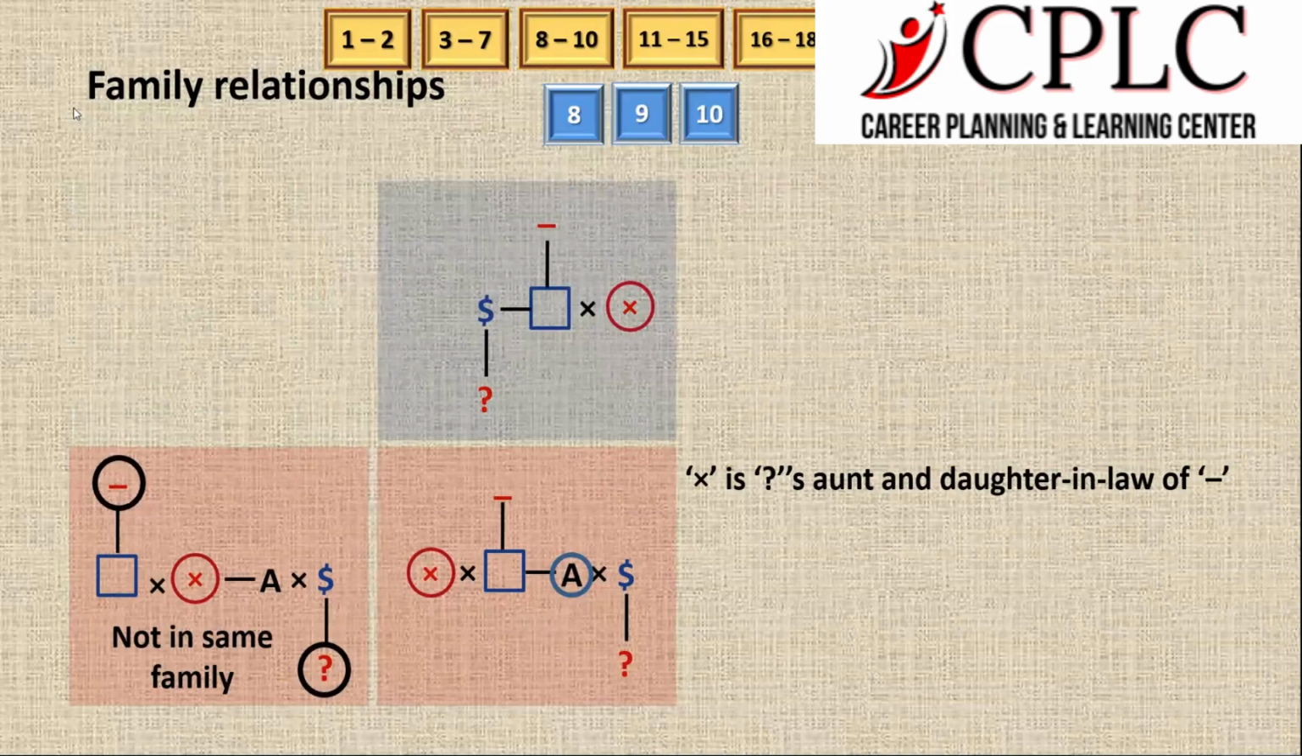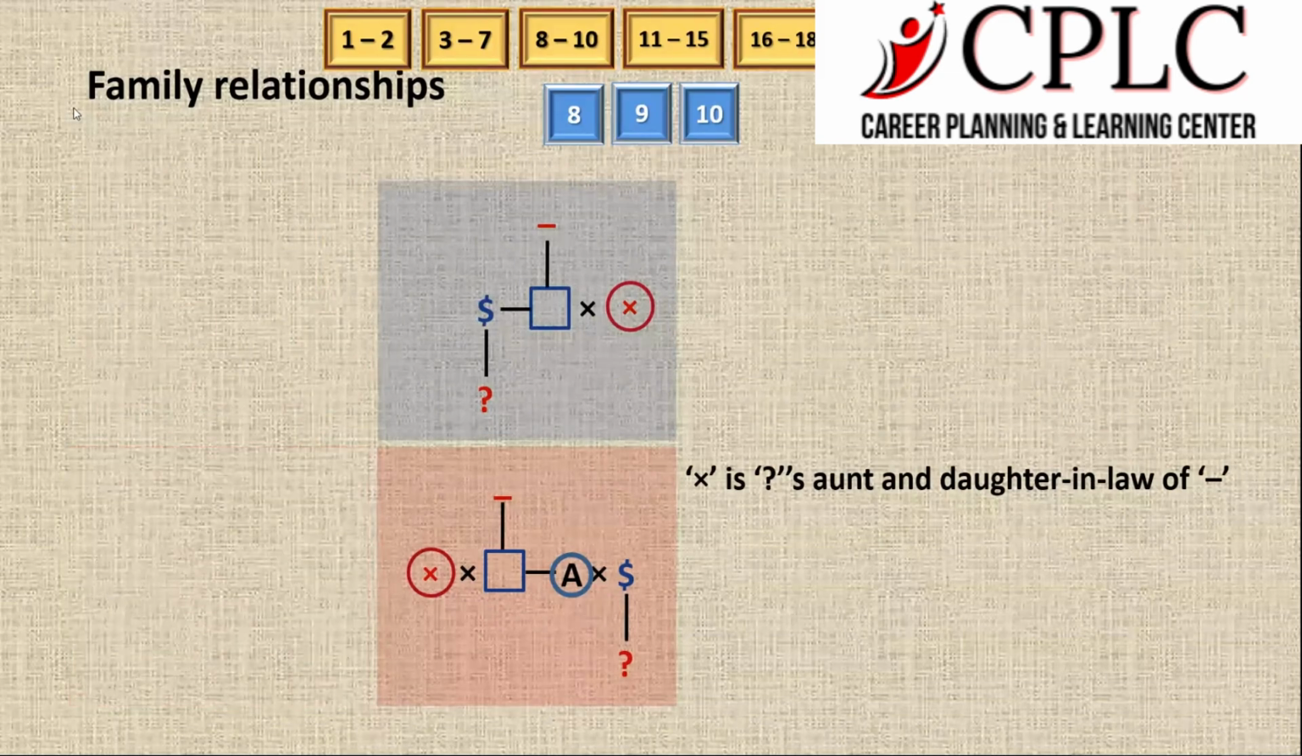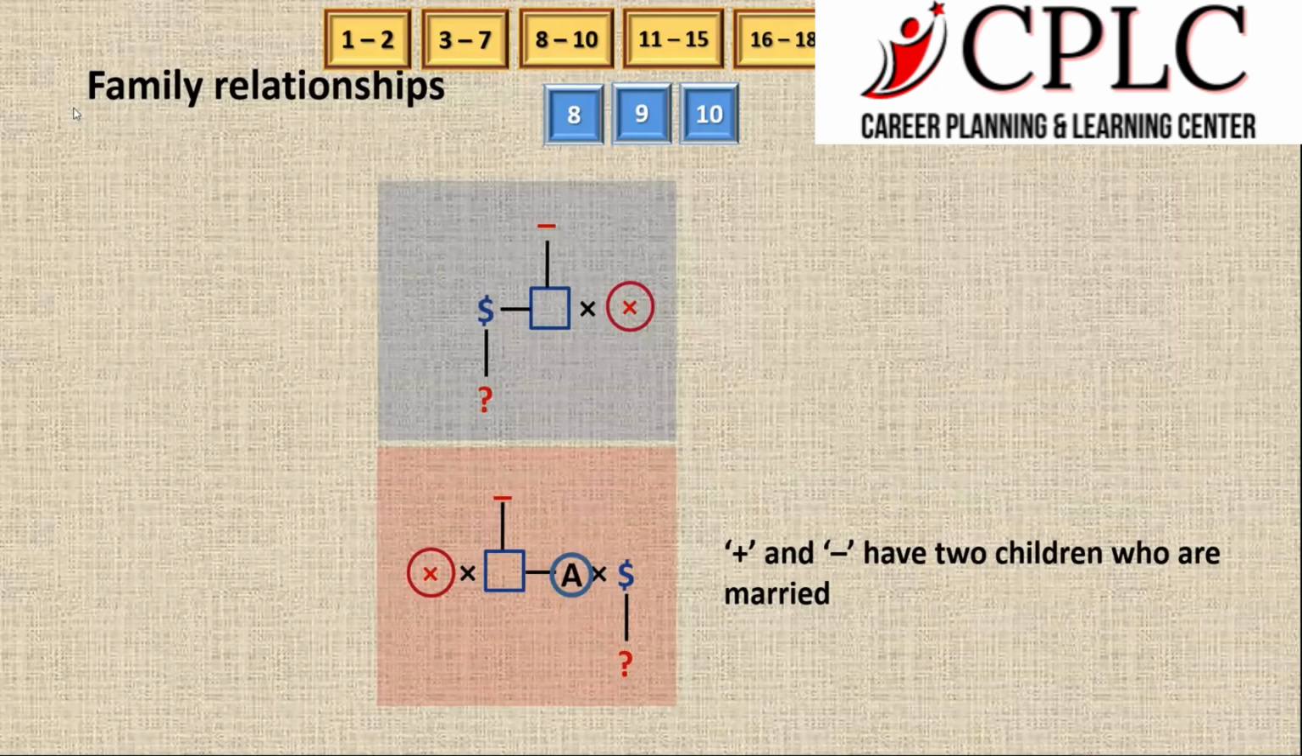Similarly, the second possibility is also eliminated, and we are just left with the 2 possibilities. So these are the 2 possibilities that we have, and we'll try to find out from the further information given. Further, it is said that plus and minus have 2 children who are married. So through the statement, I can say that minus and plus are married and they have 2 children. So in these two possibilities, we'll put it in this way.